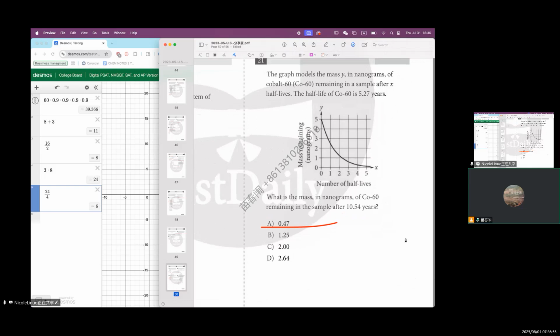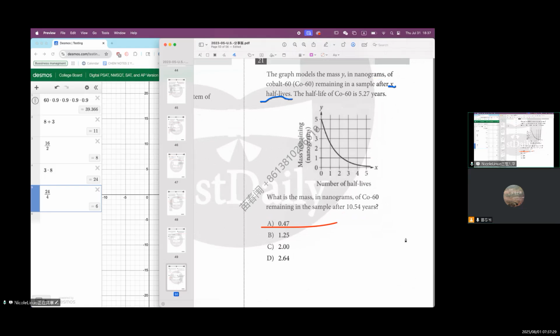The graph models the mass remaining in a sample, up to x half-lives. X half-lives. Every half-life is every 5.27 years. Does that mean, when they say x half-lives? Let me mark it.